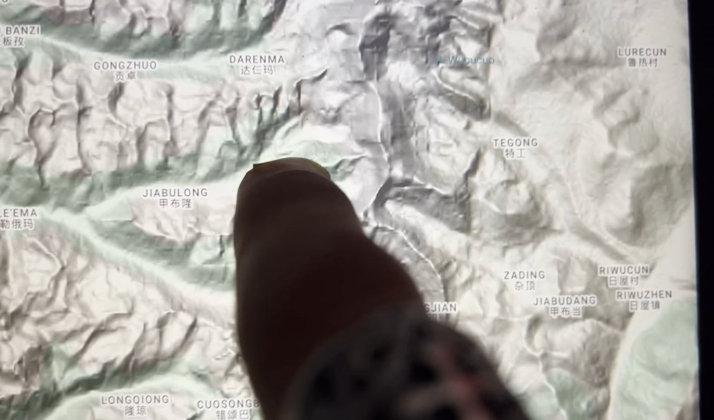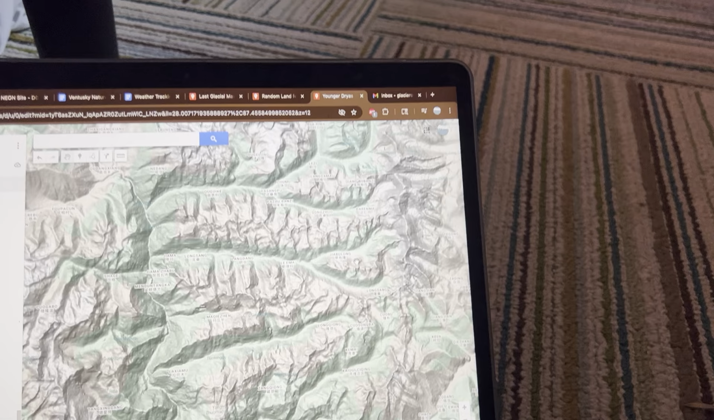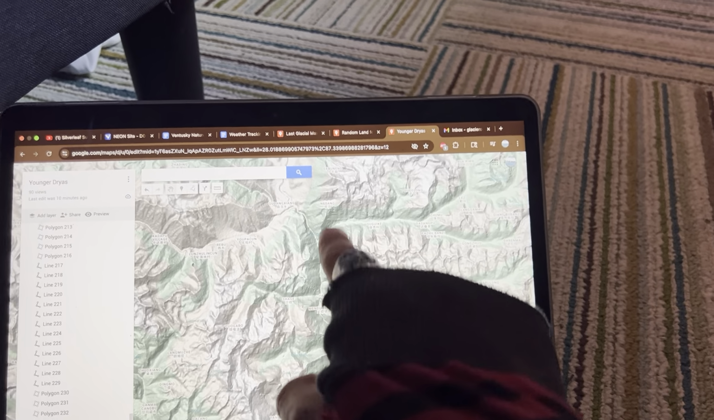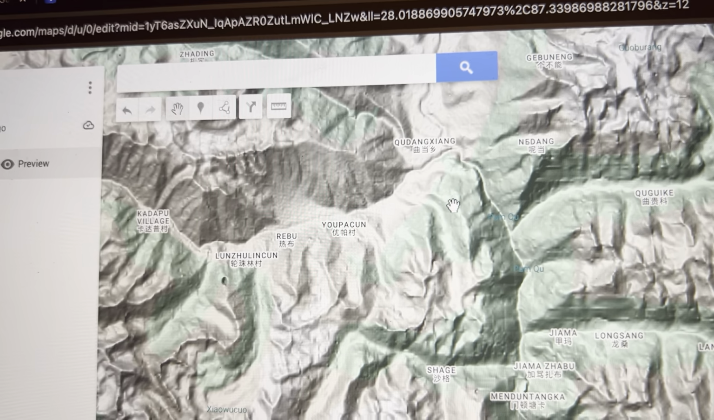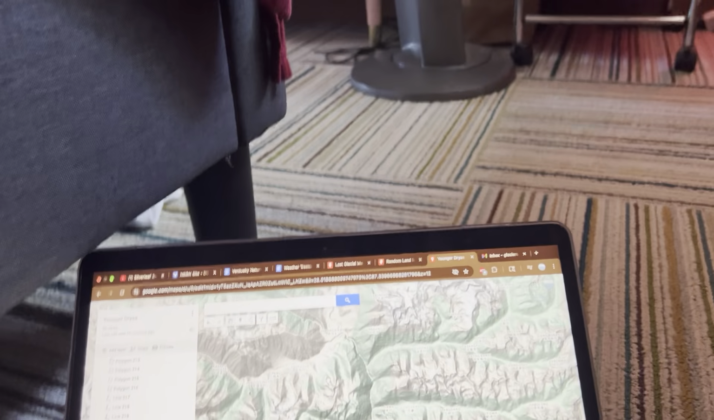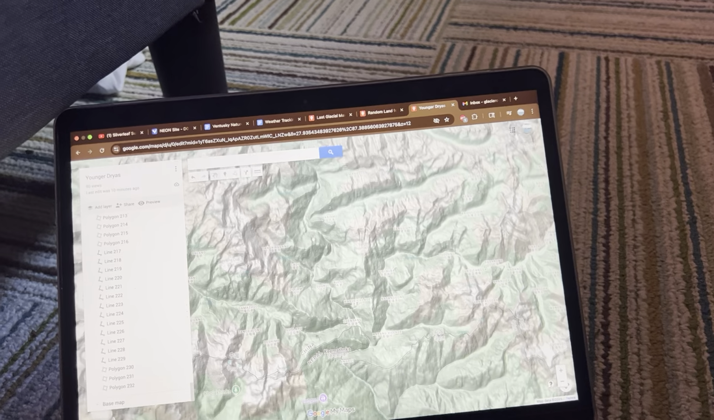The present-day glaciers are right here. You can see that moraine right there. Right there. That's from the 1850s. And the Younger Dryas moraine is somewhere here. But there's one here, there's a Younger Dryas moraine. There's another one here. And then there's this, the last glacial maximum extent.